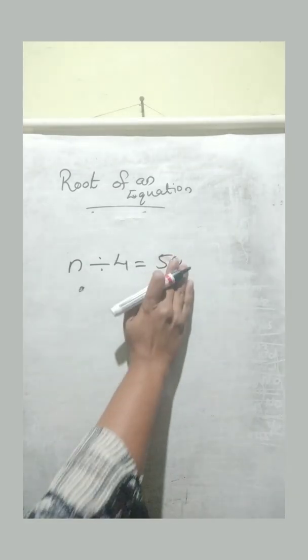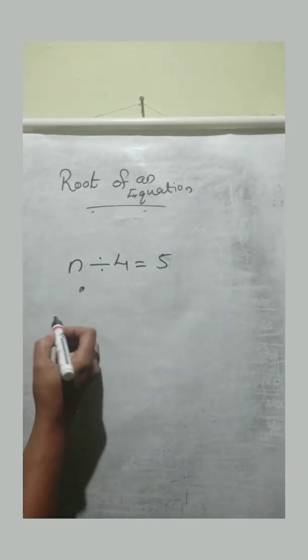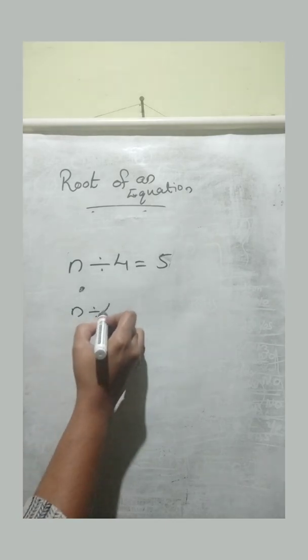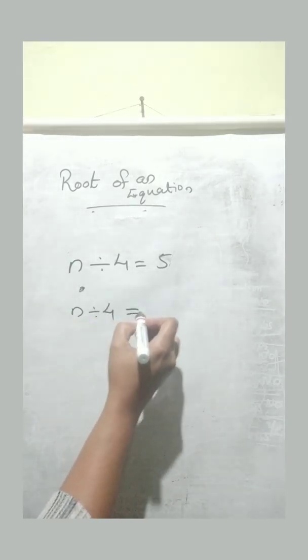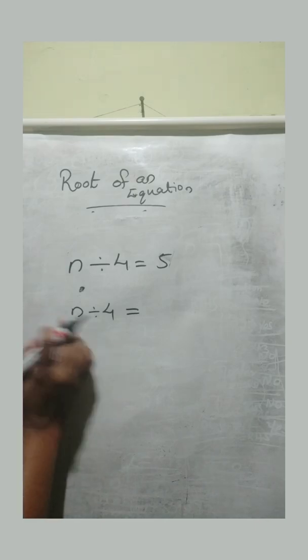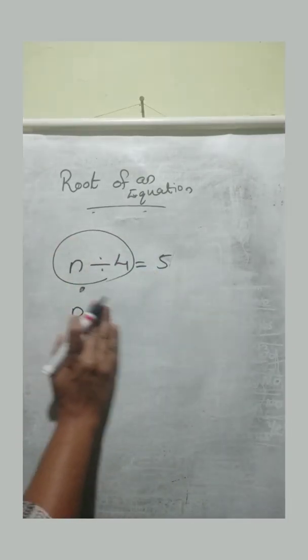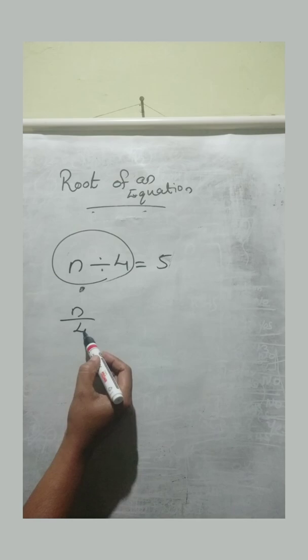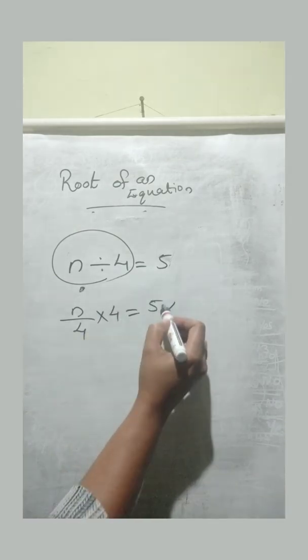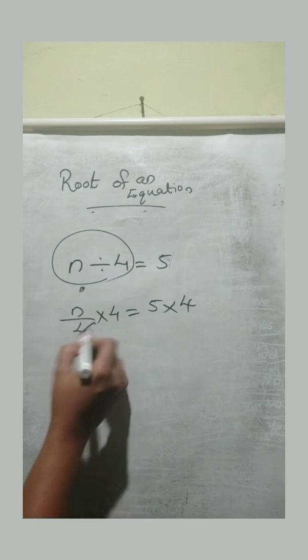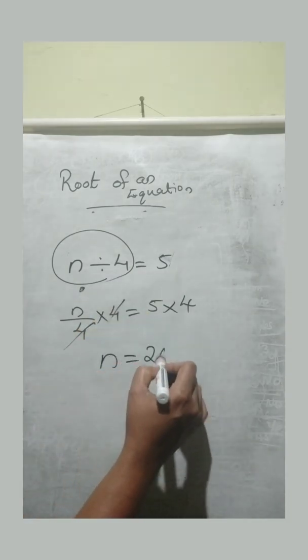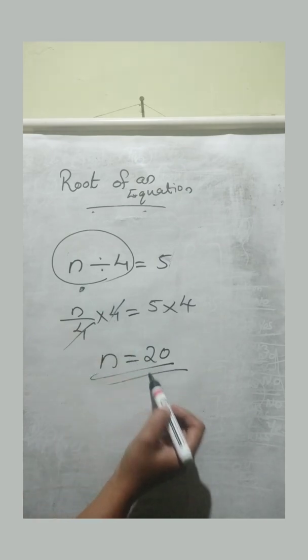Next, one more question. n divided by 4 is equal to 5. So a number divided by 4 is equal to 5. So which number? Here n divided by 4. Then what can we do? How can we remove this division? We can multiply by 4. Actually this n divided by 4 we can write as n by 4, with 4 in the denominator, so we can multiply both sides by 4 itself. So this 4 and this 4 we can cancel. So n is equal to 20. We got the root of this equation is equal to 20.